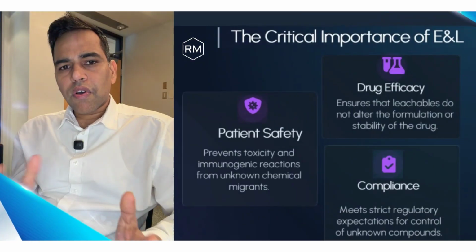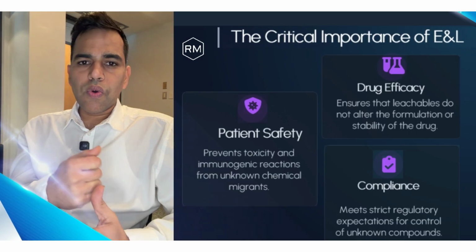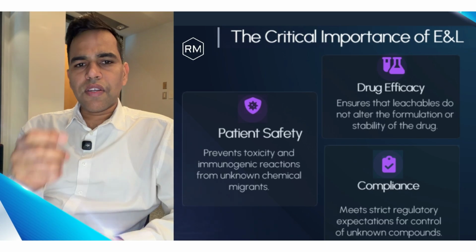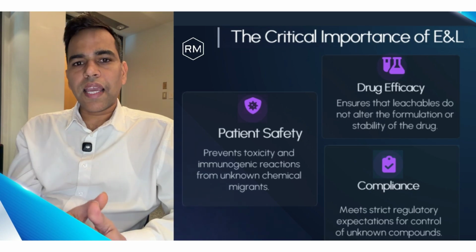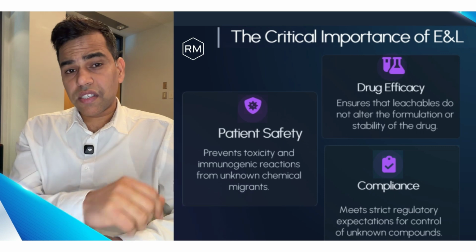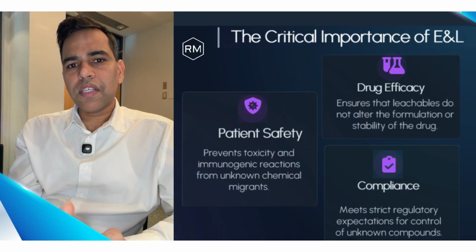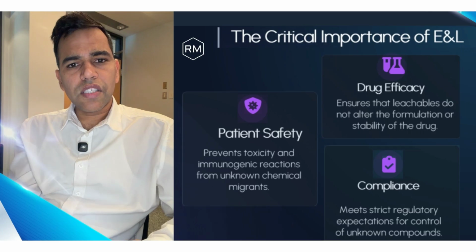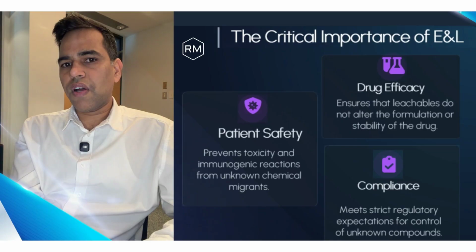The critical importance of E&L. Now, why is E&L so important? First and foremost is patient safety. Even trace level chemicals can cause toxicity or immune reactions. Second, drug efficacy. Leachables can interact with the formulation and affect stability. And third, regulatory compliance. Health authorities expect complete control over unknown compounds. So E&L isn't just testing, it's a safeguard for both patients and product quality.